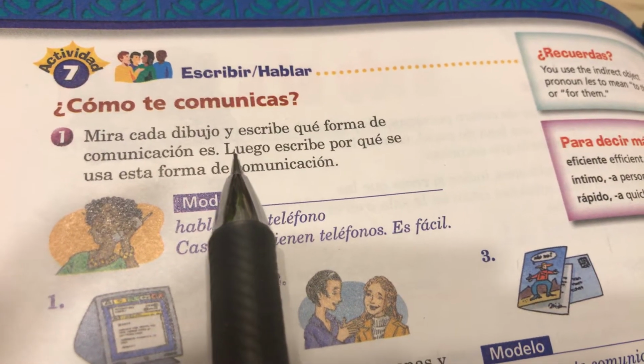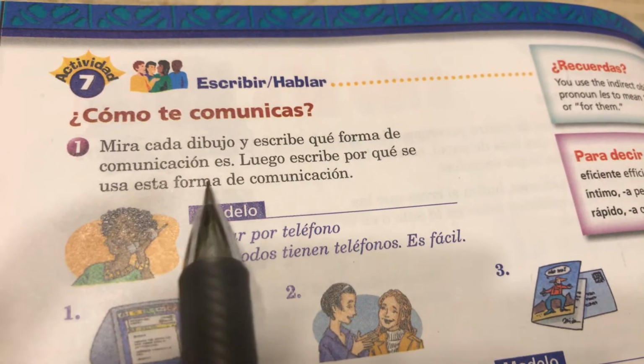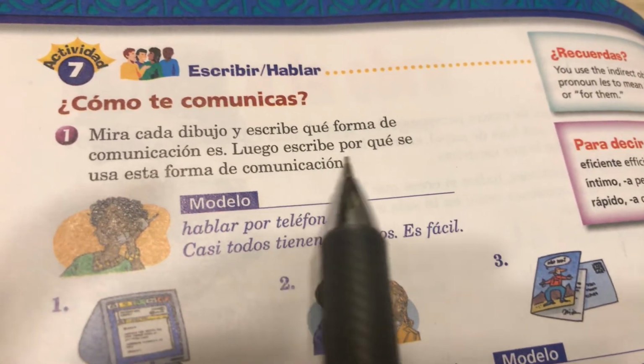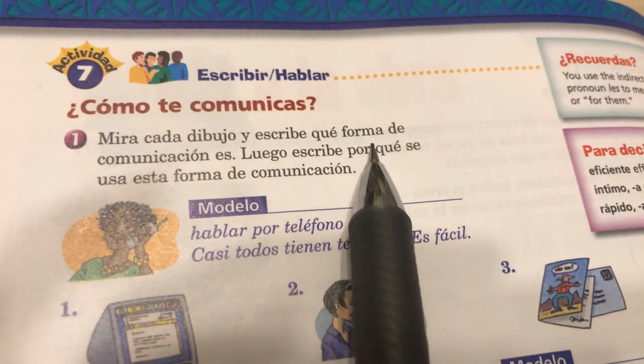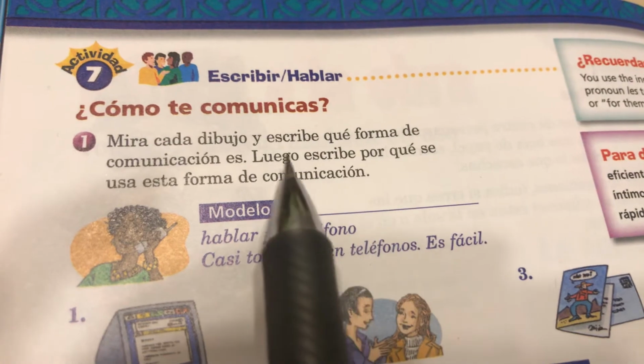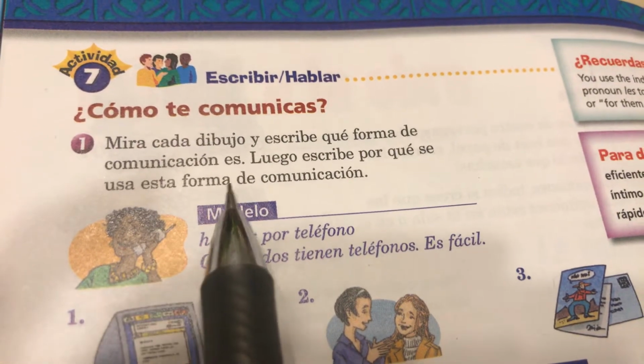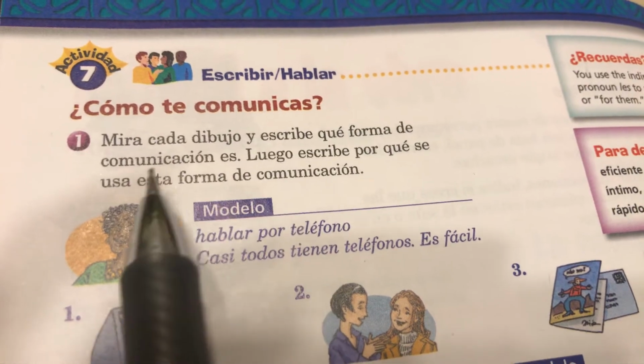Then, luego, escribe por qué se usa esta forma de comunicación. Remember, por qué separated means why. When it's together, it means because. Then write down why this form of communication is used.